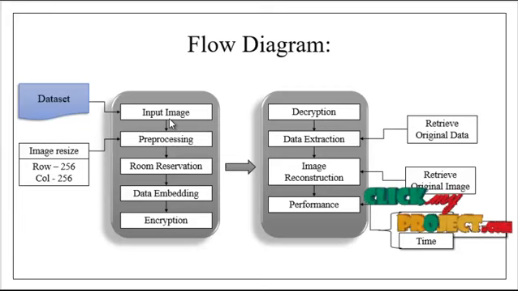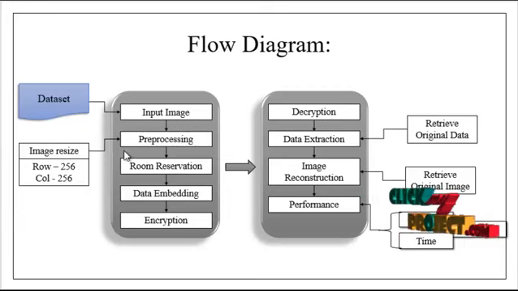After the selection of the image from the dataset, the pre-processing will be carried out. In this pre-processing, the image is resized into a constant size of 256 by 256, which means the number of rows will be 256 and the number of columns will be 256. So we have to maintain the aspect ratio like this.